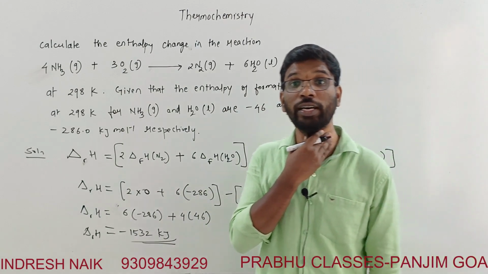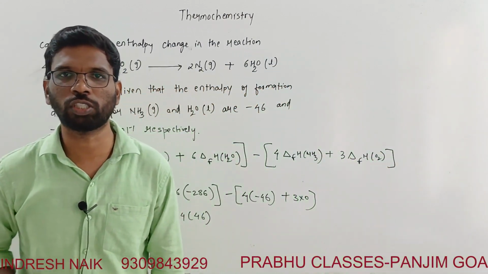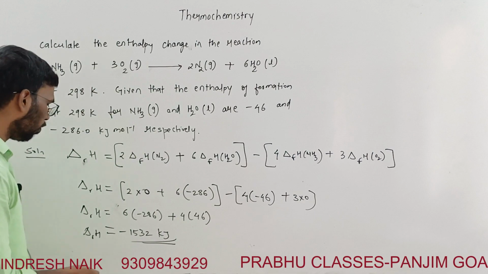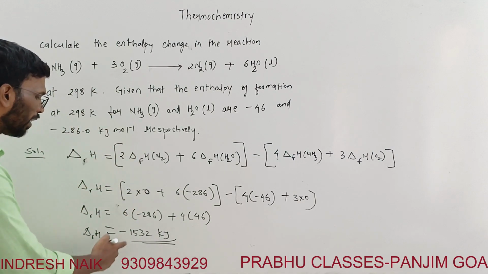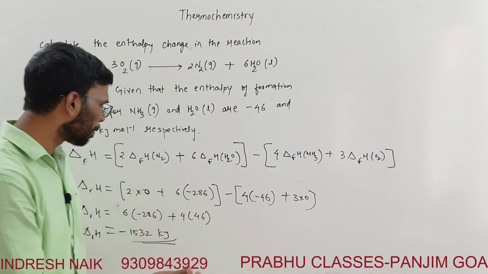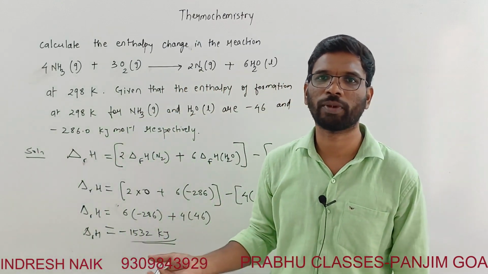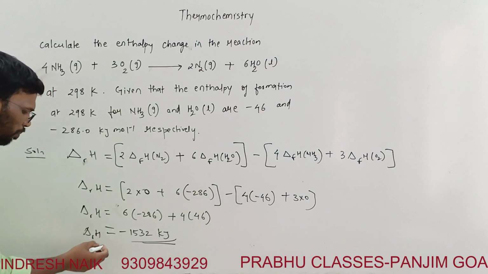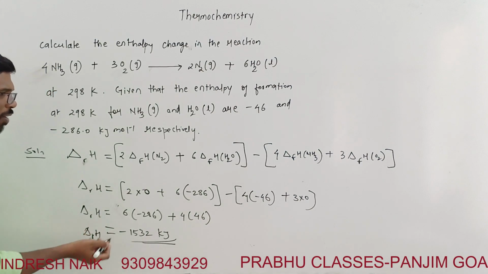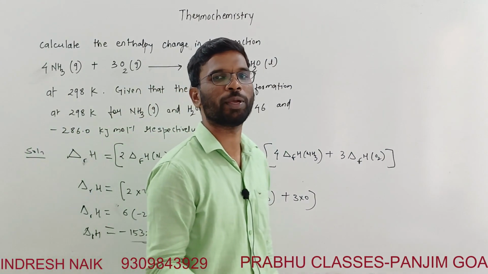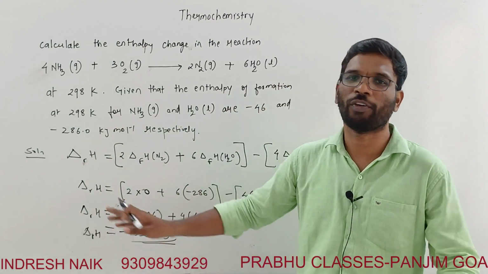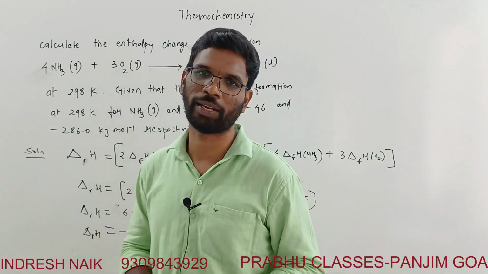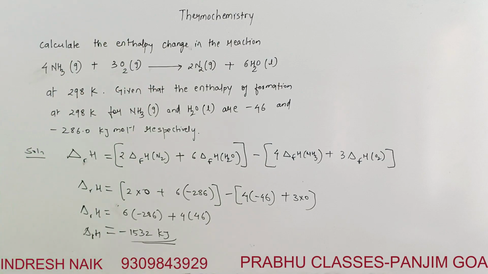See, the unit of enthalpy of formation is kilojoules per mole, and the enthalpy of reaction is just kilojoules, because it is not per mole. Enthalpy of formation is for 1 mole, that's why per mole. So this is the answer. And what kind of reaction is this? This is an exothermic reaction. We can say that because the value is negative. We'll take one more problem.